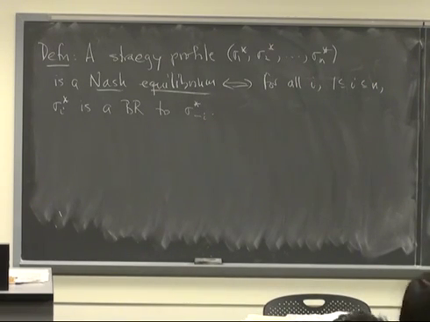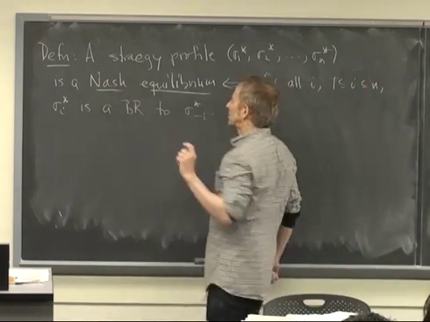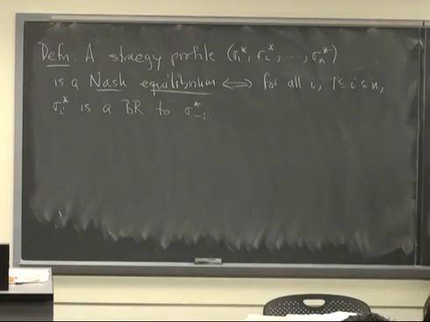And the reason it's called an equilibrium is because it has that kind of stability property I was telling you about a minute ago, that even if all the other players announced what they were going to play, no player would have any reason to change his strategy choice. And the reason it's called a Nash equilibrium is because it's named after a guy, John Nash, John Forbes Nash.